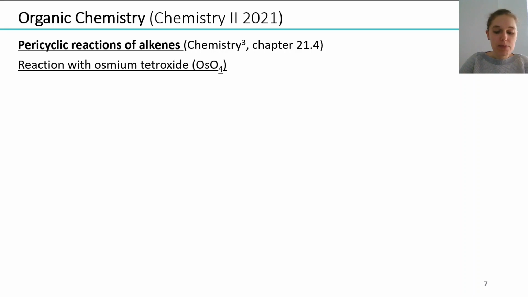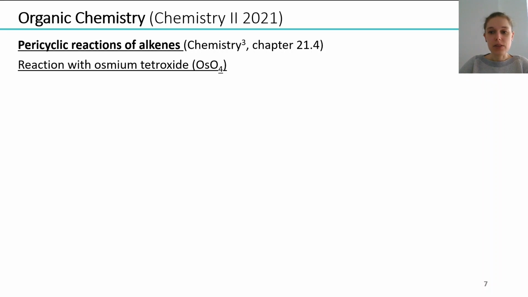If you have to describe what a pericyclic reaction is, you could say it is a concerted, so single-step reaction which proceeds over a cyclic transition state. And, well, the most common pericyclic reaction is the so-called cycloaddition reaction. And here the carbon-carbon double bond of an alkene reacts with another molecule to form a cyclic product. Here we will have a look at pericyclic reactions of alkenes with osmium tetroxide.